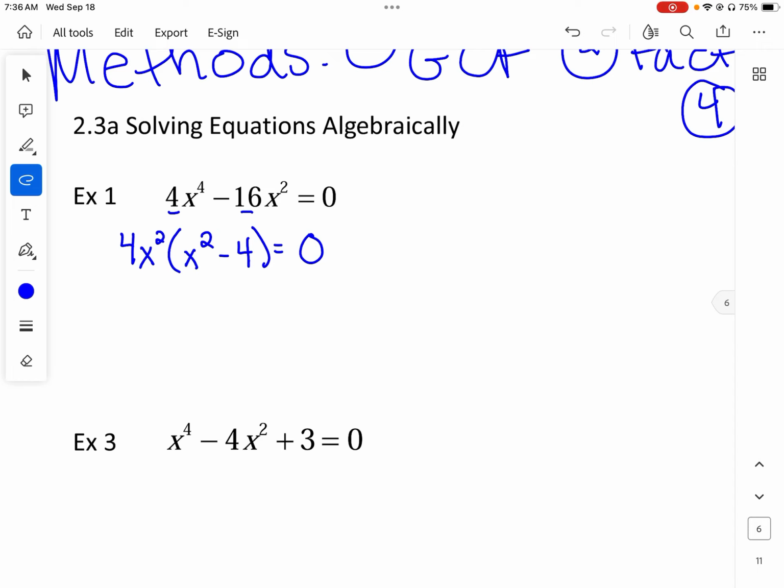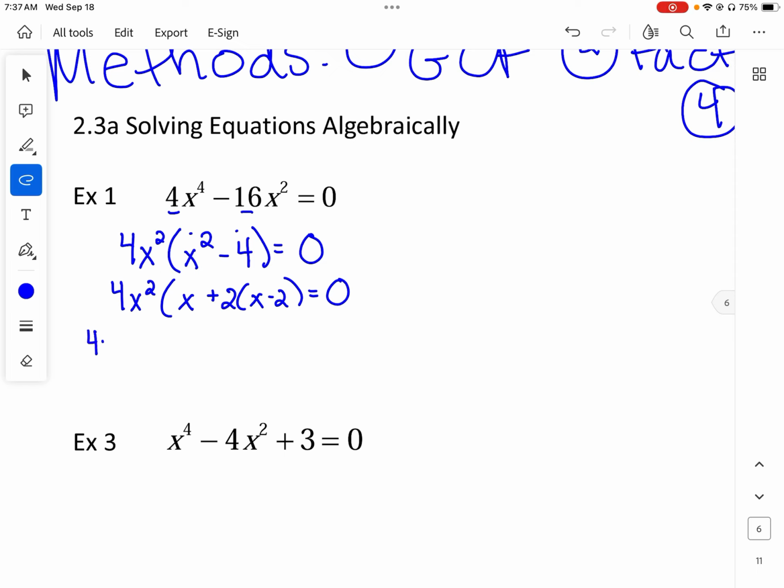I still need to see if I can factor what's inside the parentheses because we have x squared minus 4. This is the difference of squares because this is a perfect square and so is this. So it's x plus 4, or plus 2, sorry. Let me back that up. And x minus 2 because it is the difference of squares.